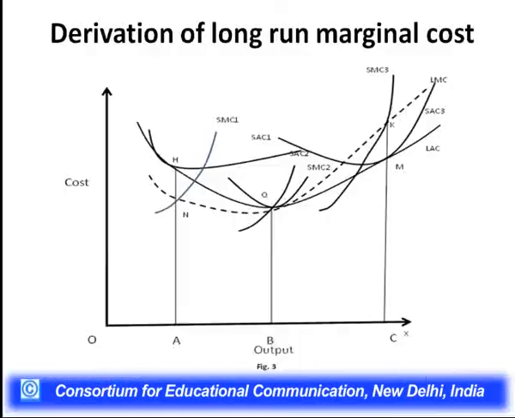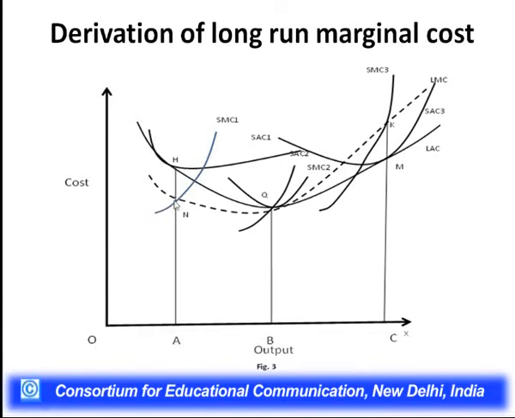Now we will see the long run derivation of the marginal cost. We have already seen that marginal cost is the addition made to the total cost by producing one more unit of output. This is equal to delta TC upon delta TQ, the change in total cost and the change in total output. And this marginal cost is also derived from the long run average cost and short run average cost curves.